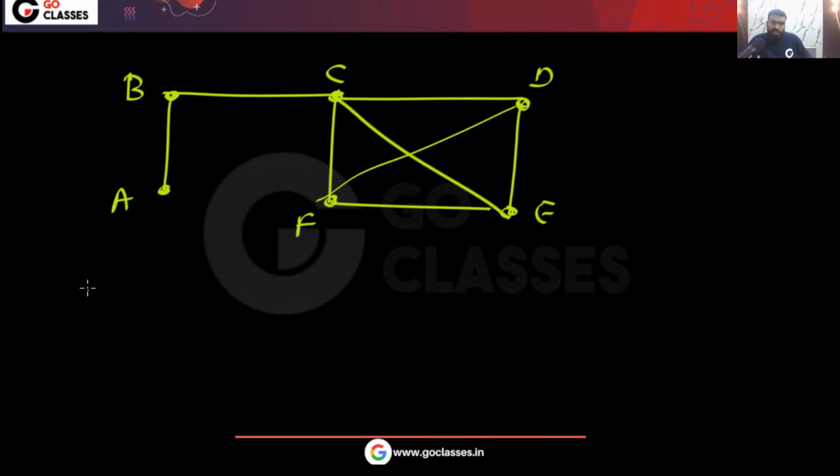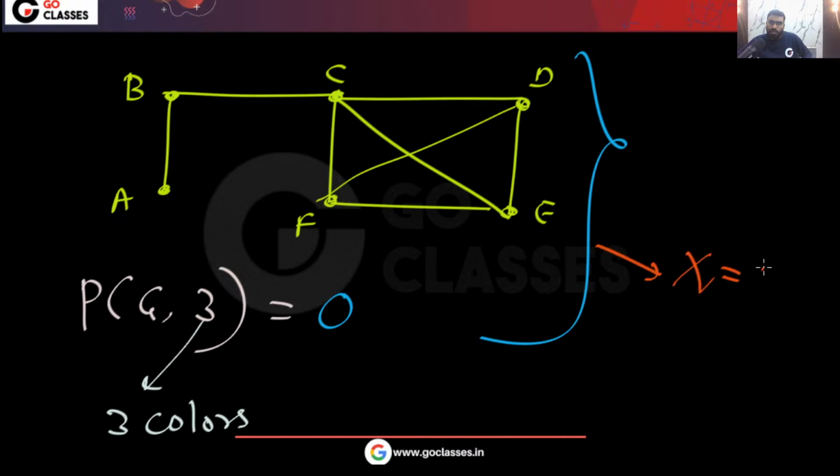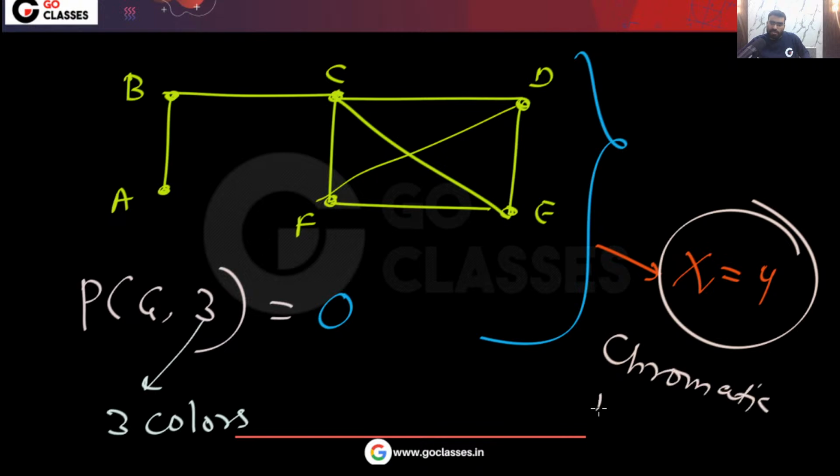Now tell me what will be PG3. PG3 using 3 colors. You can only use 3 colors. So what will be PG3? PG3 will be 0 because the chromatic number itself is 4. You need at least 4 colors. The chromatic number for this graph is 4. So the number of ways you can color using 3 colors will be 0. Is this clear?